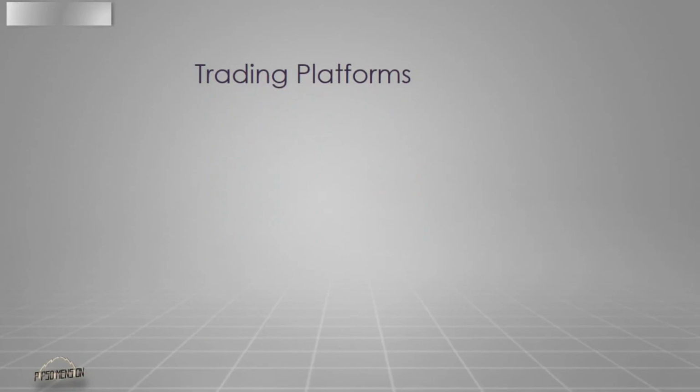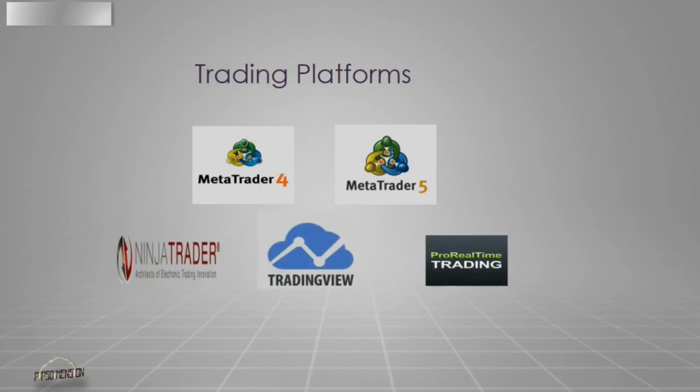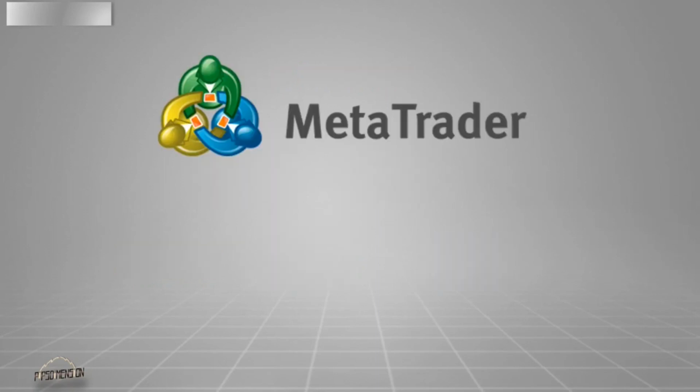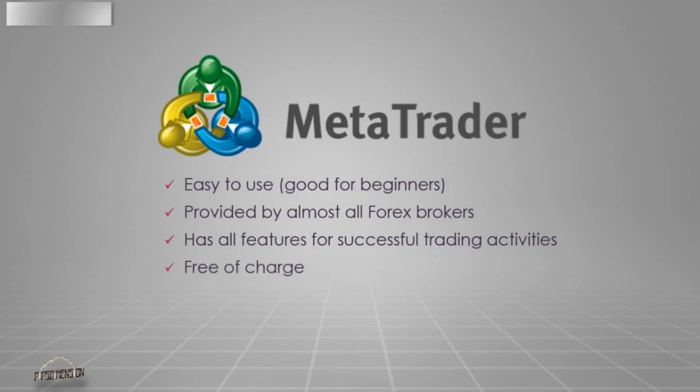Alright, apart from the MetaTrader 4, other different trading platforms include MetaTrader 5, which is an advanced version of the MetaTrader 4. We also have NinjaTrader, TradingView, Pro Real Time, among others. But in this tutorial, I'll be using the MetaTrader 4 because it is easy to use, which makes it more appropriate for beginners. Besides, it is provided by almost all Forex brokers. It is featured with useful tools and indicators for your technical analysis, and it is free of charge.